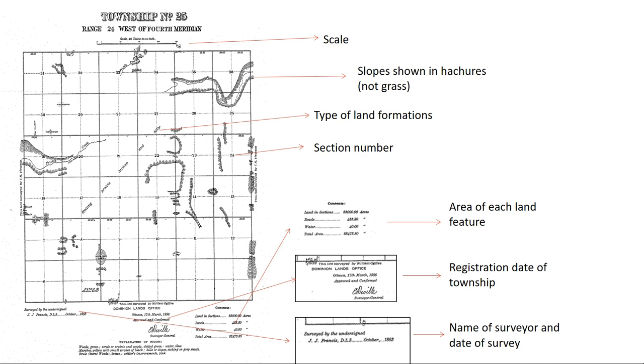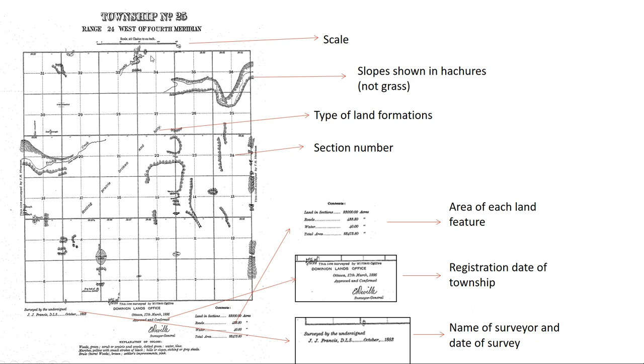So we have our plat. What's important here? First of all, Township 25, Range 24, west of the 4th meridian. That is where this is located. So if you want to look it up, you can certainly see if you can find out where that is. At the top, you have your scale. You can see that it is a written scale, and it says 40 chains to an inch. Okay, so it's written out.